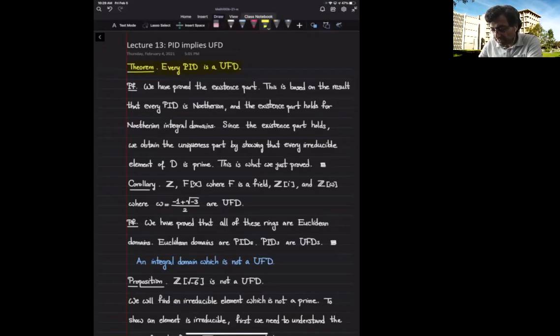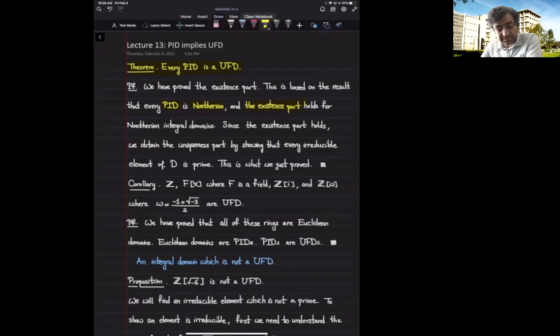Again, we have already proved the existence part, because every ideal of a PID is principal, and therefore it is finitely generated. That immediately implies that every PID is Noetherian. And in a Noetherian ring, there is no infinite ascending chain of ideals. Based on that, we showed the existence part, meaning we showed that every non-zero, non-unit element of such a ring can be written as a product of irreducibles.